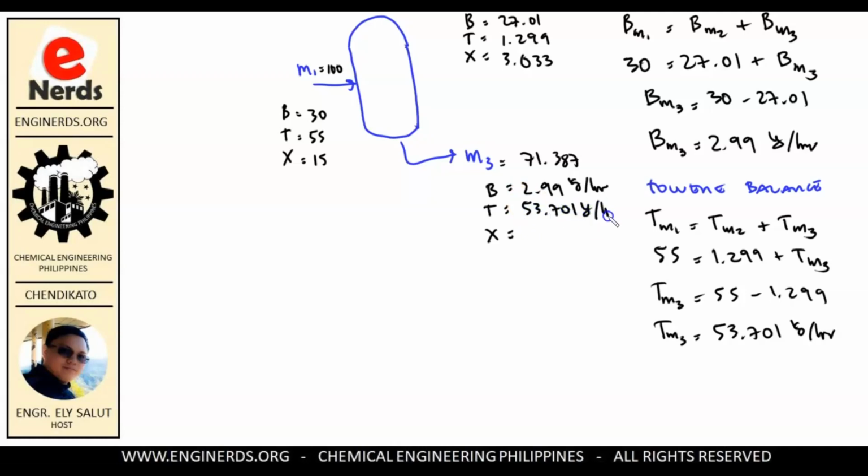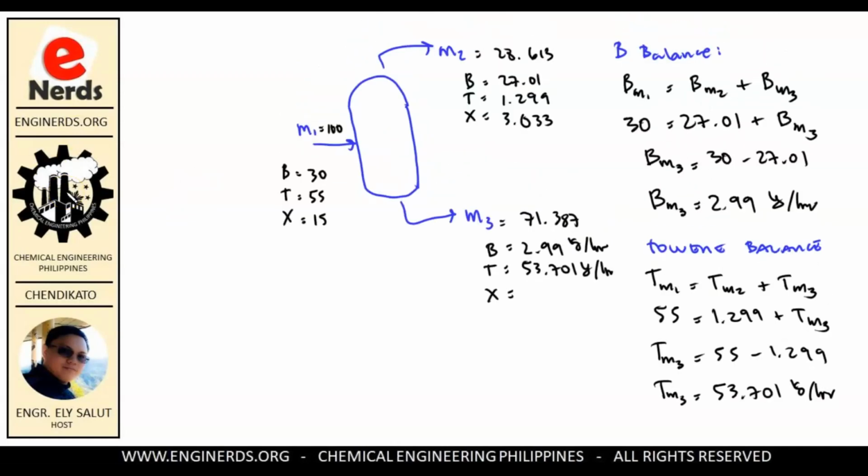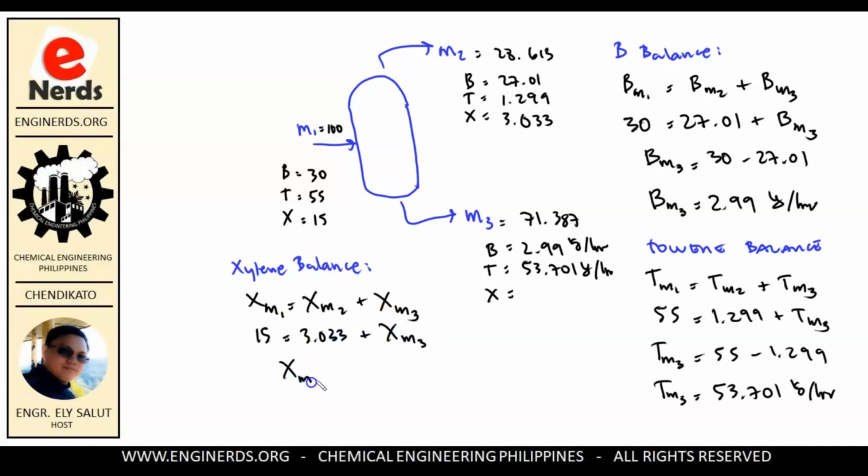Okay, so we have here 53.701 kilogram per hour. Now, we have to determine the xylene in M3. So, we have xylene balance. So, xylene in M1 is equal to xylene in M2 plus xylene in M3. Xylene in M1 is 15. Xylene in M2 is 3.033 plus xylene in M3. So, xylene in M3 is equal to 15 minus 3.033.